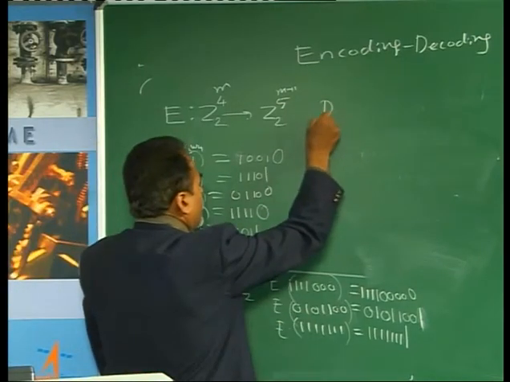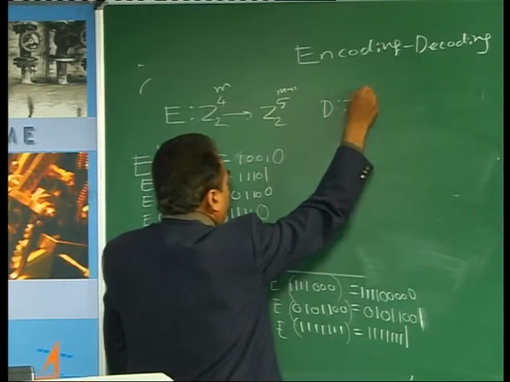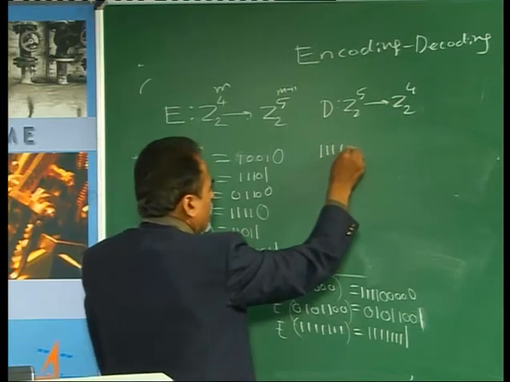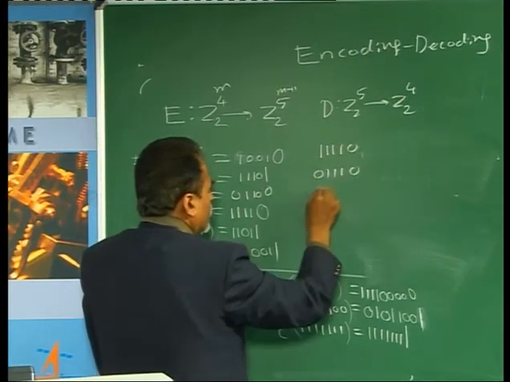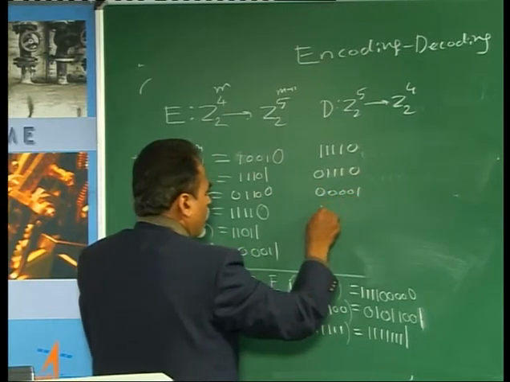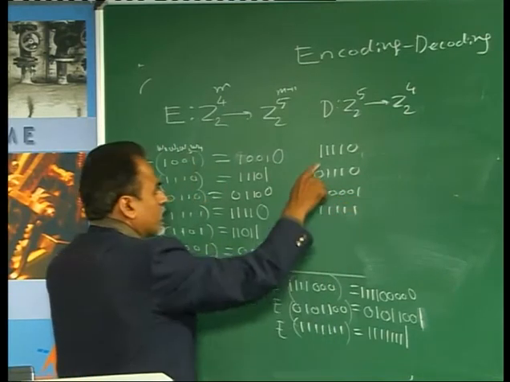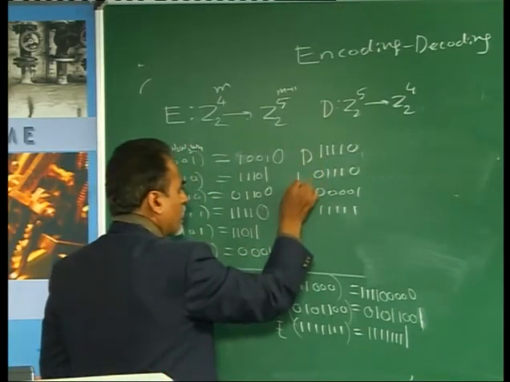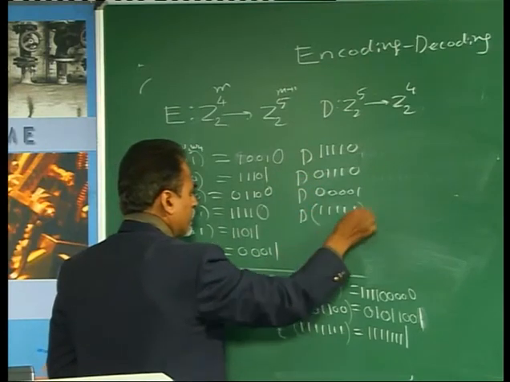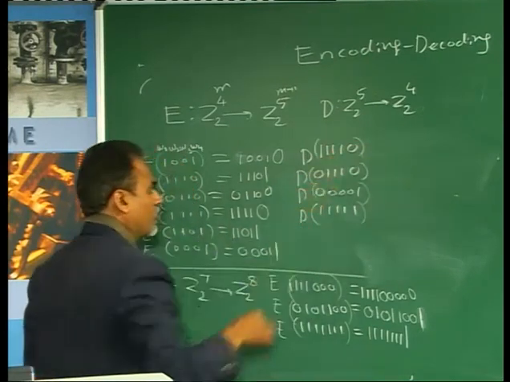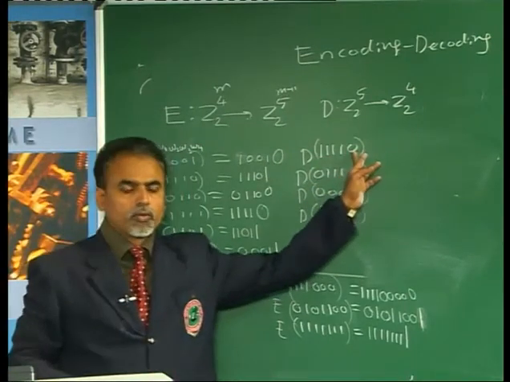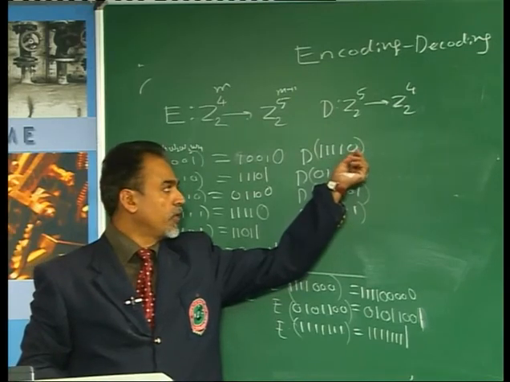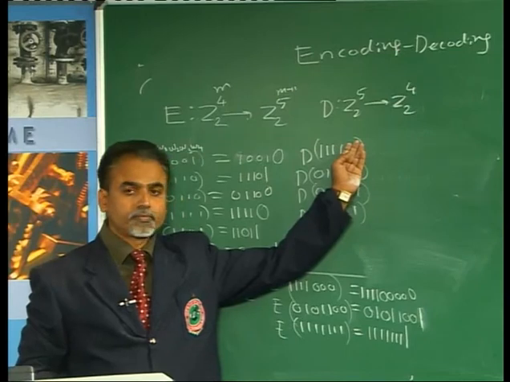Suppose using the same thing, Z2 to the power 5 to Z2 to the power 4. Suppose the words are 1, 1, 1, 0, 0, 1, 1, 1, 0, 0, 0, 0, 0, 0, 1, 1, 1, 1, 1, 1. So many things with respect to 5 elements I can write. If I want to decode it, you can very easily imagine what we did in the encoding process. Why has this 0 come? Because of the even number of 1s. So this 0 has come because of an even number of 1s. This 0 is extra, we just have to leave it.